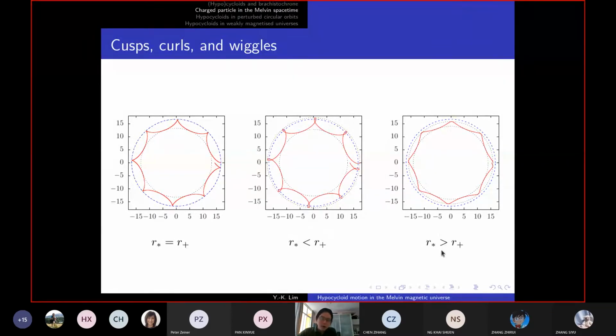And then a slightly more boring situation is where R star is greater than R plus. So when R star is outside the valid domain of motion, then the phi dot will not go to 0. So it's always positive, so it doesn't change direction.